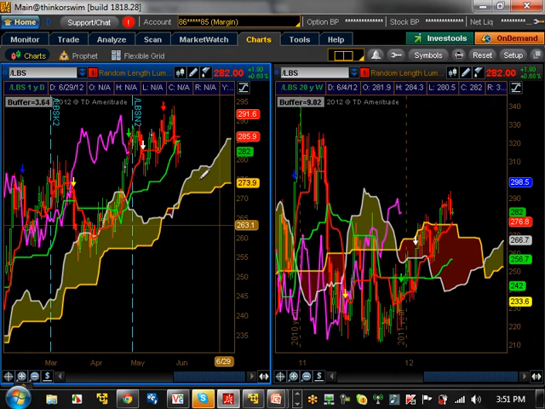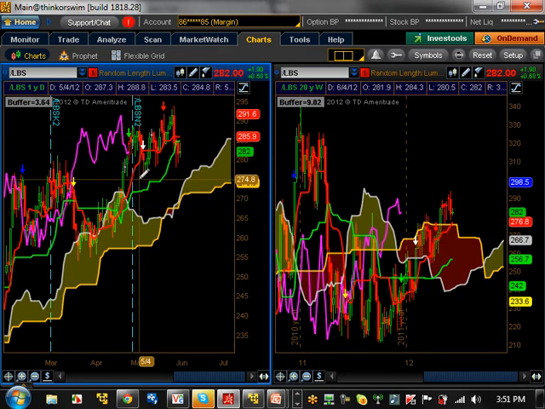Lumber, really not anything going on right now on the daily. On the weekly time frame, this thing has got to take off in the next 2 to 3 weeks and break 298. If it does break 298, this thing is going to start a trend and go all the way to 330.